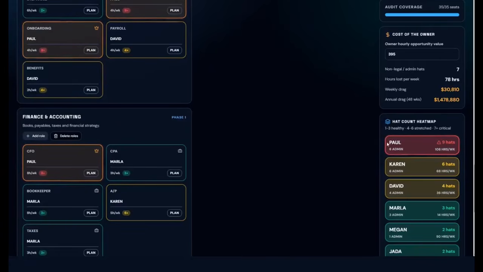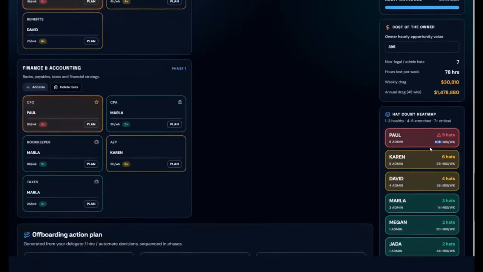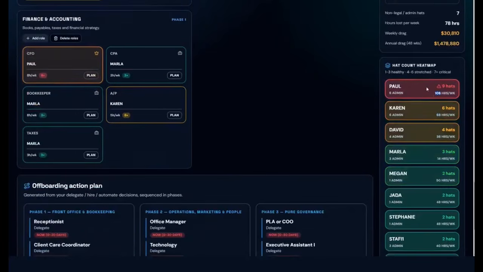So if you look at it, Paul, the owner, is wearing 9 hats. 6 of them are considered admin tasks. That's 108 hours a week. And remember, we went in and lowered a lot of those numbers. 108 hours a week. This is why owners of law firms are so freaking stressed. This is why they don't take vacations. This is why they doubt themselves for opening a business.